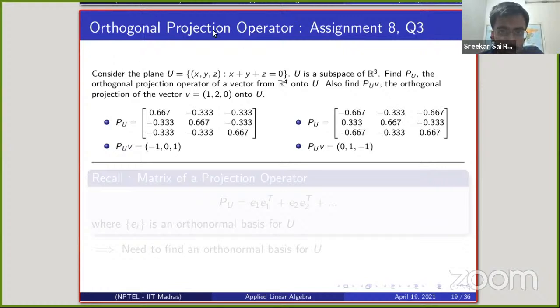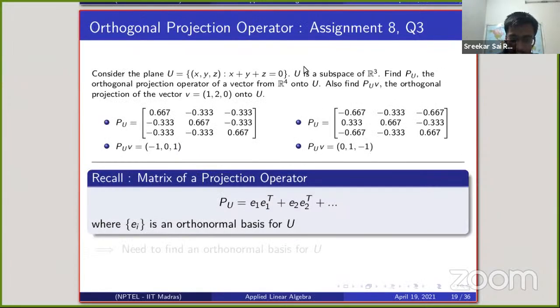So this is a question from assignment 8, question 3. We have a subspace U defined over here, and we need to find the projection operator onto the subspace. So the matrix of the projection operator is what we need. We also need the projection of a certain vector onto U, which is simply PU times V.